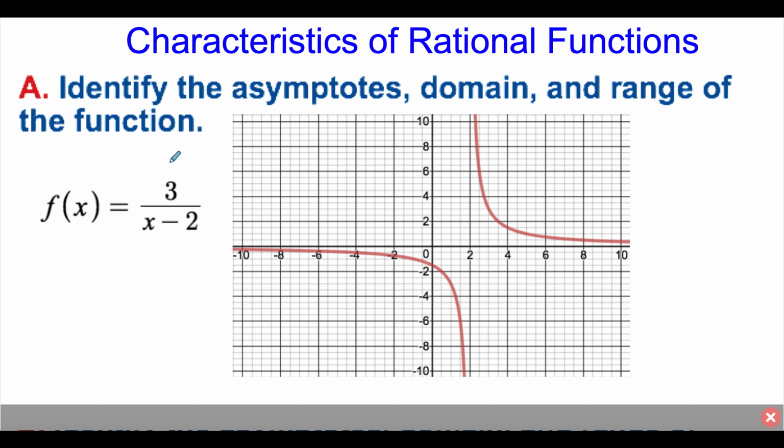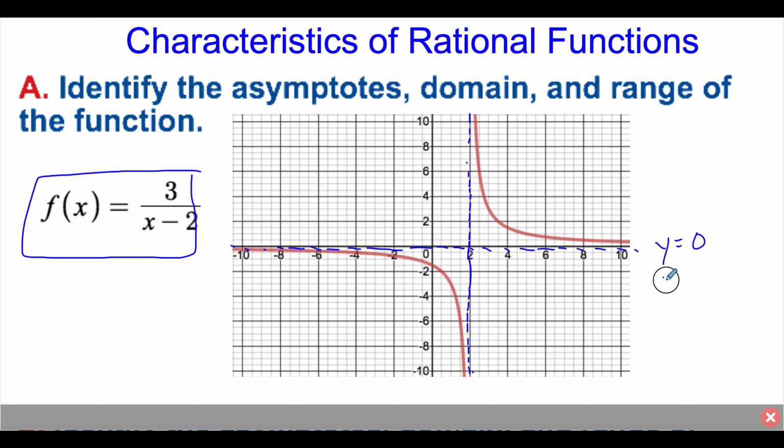Okay, so identify the asymptotes, domain, and range of the function. We have a graph given to us, and we have the equation that goes along with the graph. We're going to identify asymptotes and domain and range, okay? So you should be able to pick them out. This one you can see is going to approach the y-axis, right? It doesn't look like we're crossing the y-axis, so that's a y equals 0 asymptote. This one you can see levels off here as well, okay? But that's an x equals equation, so we have x equals 2.